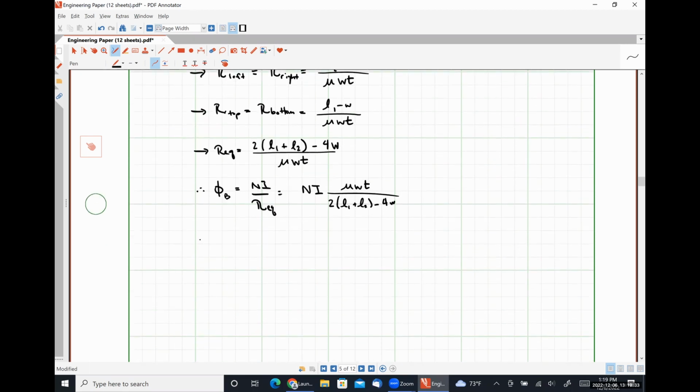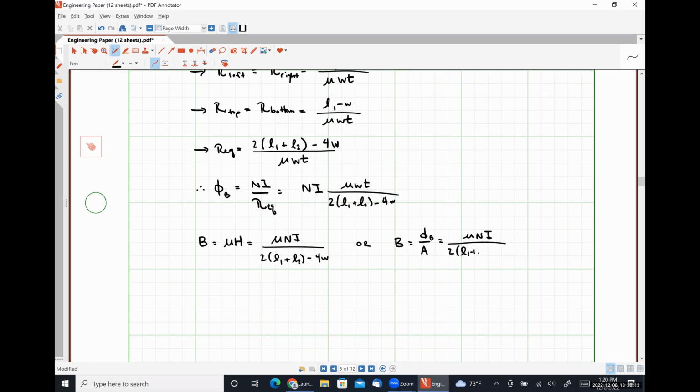If we wanted to figure out our B field, that's just mu times H, which would give us mu Ni over twice L1 plus L2 minus 4W, or alternatively, our B field is defined as the magnetic flux divided by the cross-sectional area, which literally would give us the exact same result. And these are the different types of things that we could potentially be asked about in this sort of problem.